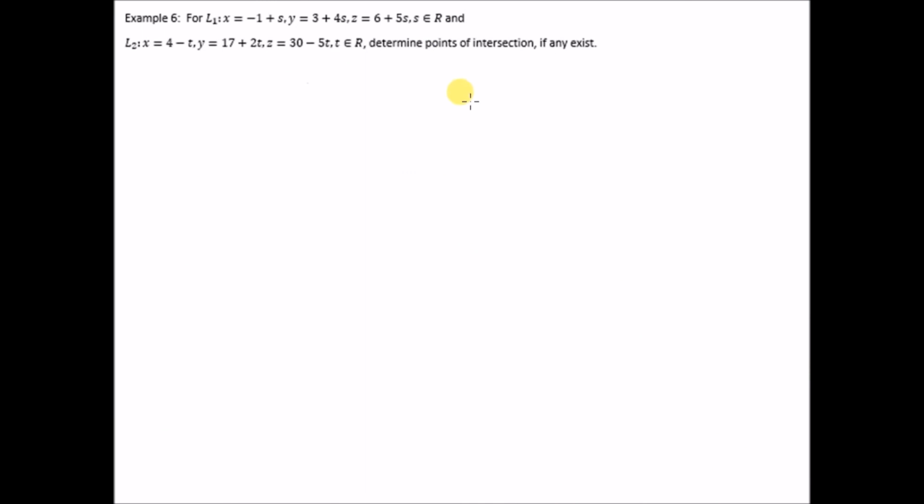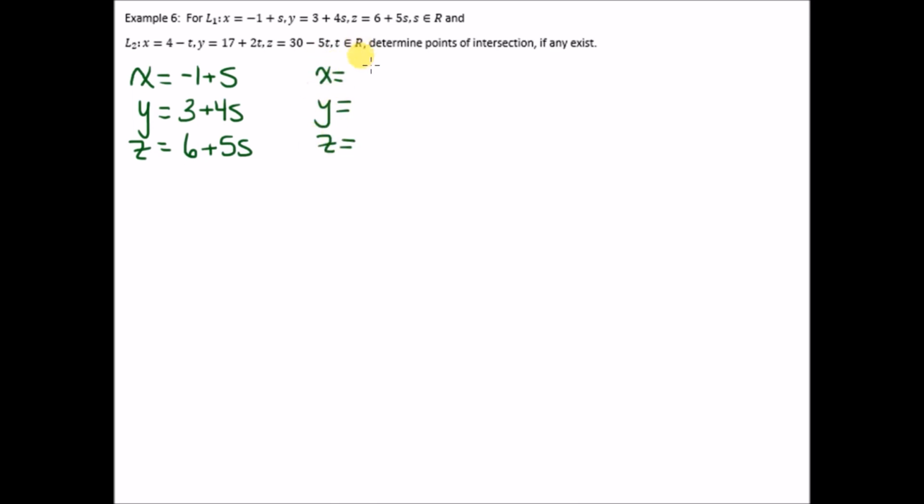Okay, example 6, we have a similar example to the last one. So again, I'm going to stack x, y, and z. We have -1 plus s, 3 plus 4s, and 6 plus 5s. So that's L1 for x, y, and z. Okay, again, we're going to have a different parameter, so you're going to be able to tell that every equation with a t in it is going to be from line 2 because that's the parameter of line 2. Okay, here we go. All right, so take any two of these and equate them.